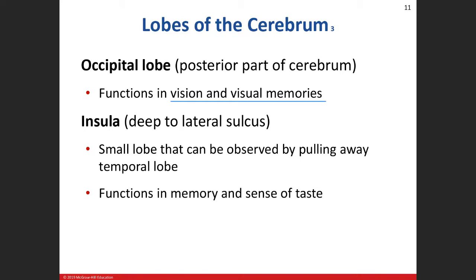And finally, the invisible lobe, the insula, okay? This is going to be when we pull apart the temporal lobe and the frontal lobe, and we look deep in, all right? You will see taste and memory.